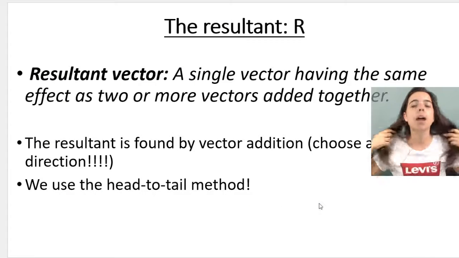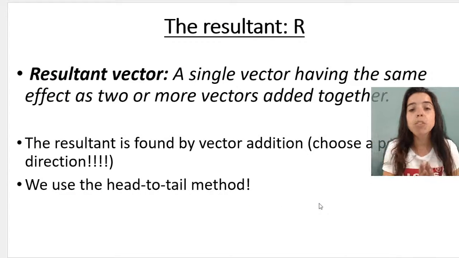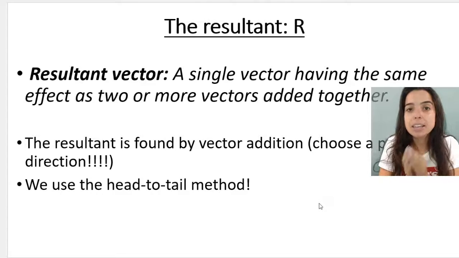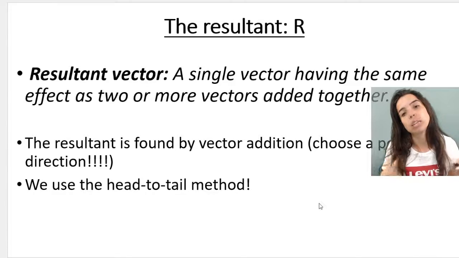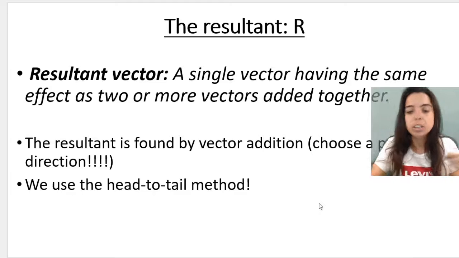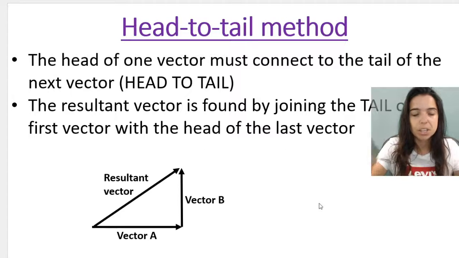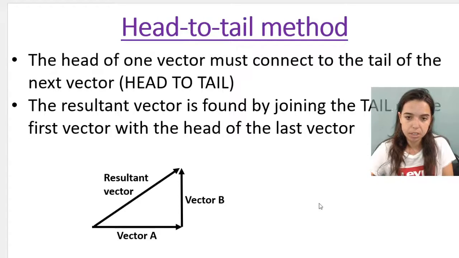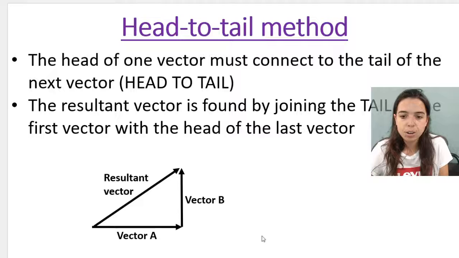Now, what do I mean by resultant? A resultant vector is a single vector having the same effect as 2 or more vectors added together. And we always find the resultant by vector addition. We can use the head to tail method. So here I've got an example. And I'm going to redo this example so you can really see what I'm talking about here. I have vector A going to the right.